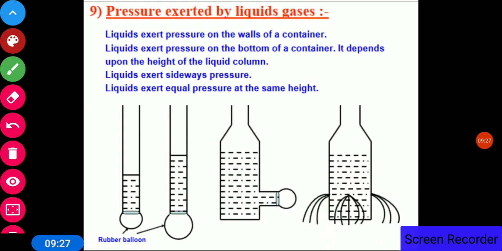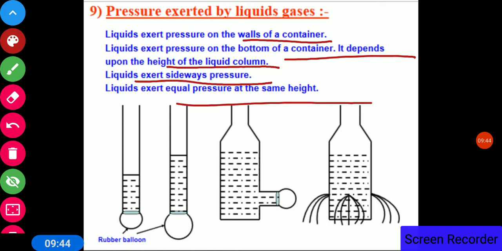Now pressure exerted by liquids. Liquids exert pressure on the walls of a container. Liquids exert pressure on the bottom of a container. It depends upon the height of the liquid column. It exerts sideways pressure. Liquid exerts equal pressure at the same height. So all these you can see with the help of this.